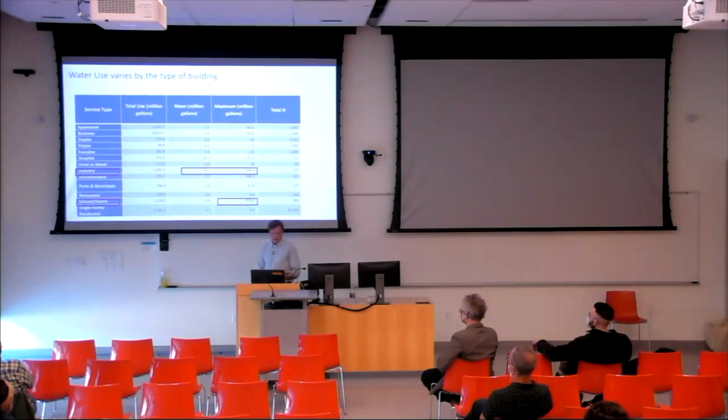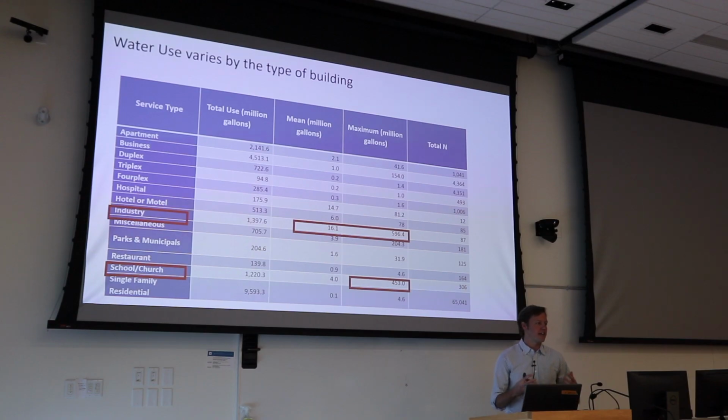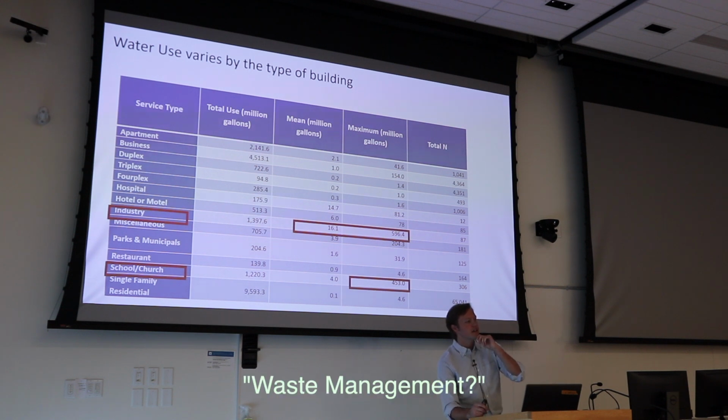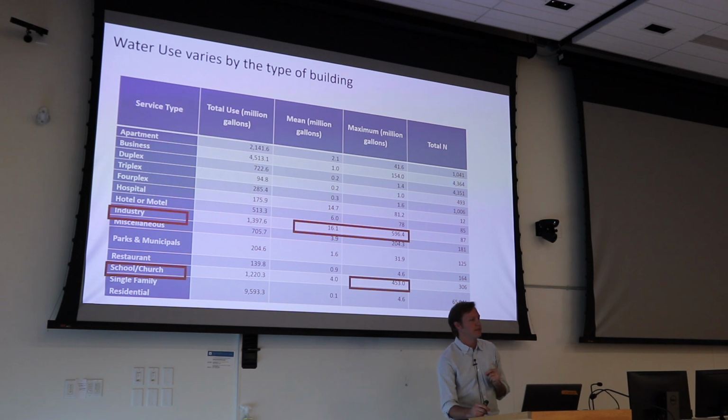Some of the high-use accounts are industrial accounts, where one was using almost 600 million gallons a year. Any guesses on what that could be? What industrial account in a city might use that much? Yeah, in the back. Oh, good guess. Absolutely. I've seen in Phoenix there's a milk bottling company that uses about that, but no, not in this case. Restaurant? Not a restaurant. Waste management? No, that's not a bad guess, though. That would be high. In this case, this is an oil refinery in the city.